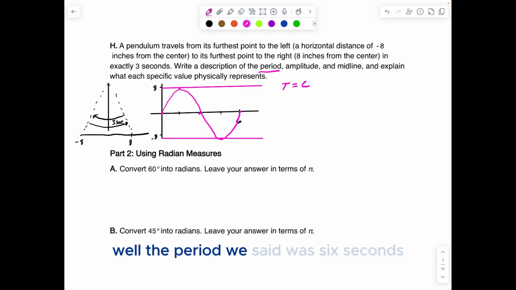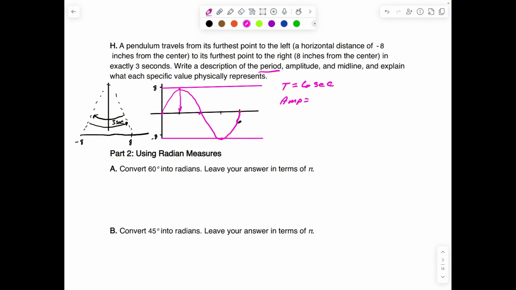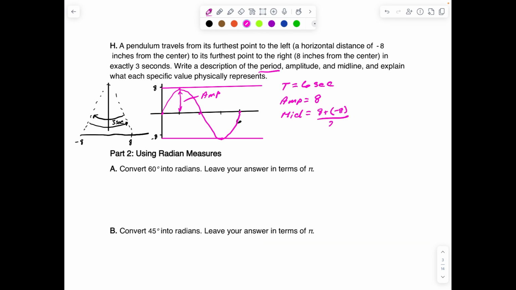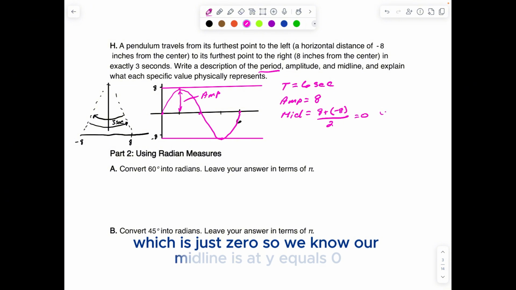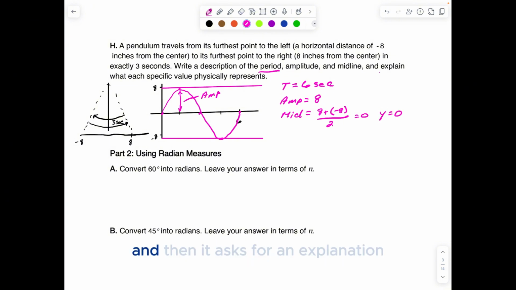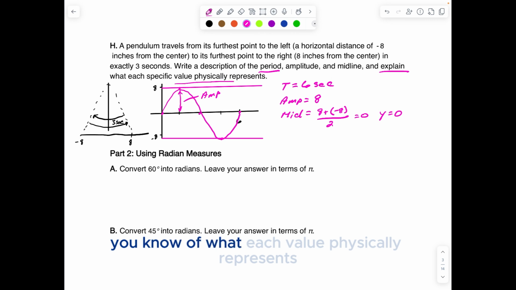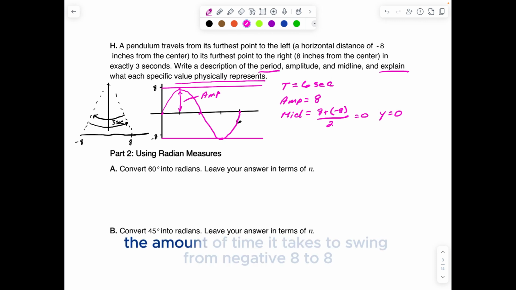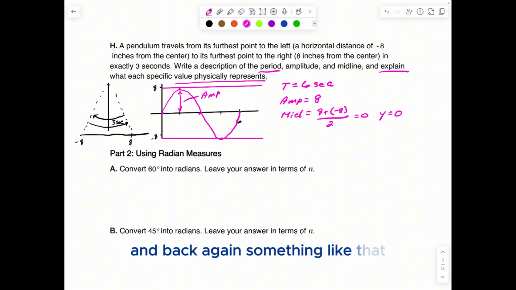So it's asking us for the period. Well, the period we said was 6 seconds. The amplitude is this distance. That distance is the amplitude. It's always a positive number, and it's going to be 8. The midline, in this case, we can calculate as 8 plus -8 divided by 2, which is just 0. So we know our midline is at y equals 0. And then it asks for an explanation of what each value physically represents. You just go through and say, well, the period represents the amount of time it takes to swing from -8 to 8 and back again. Something like that.